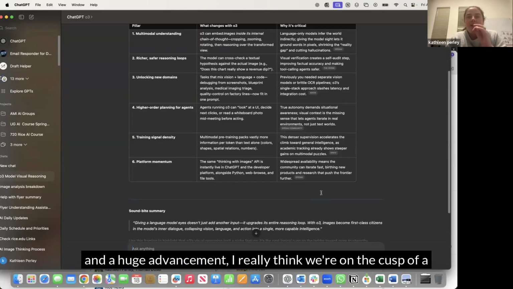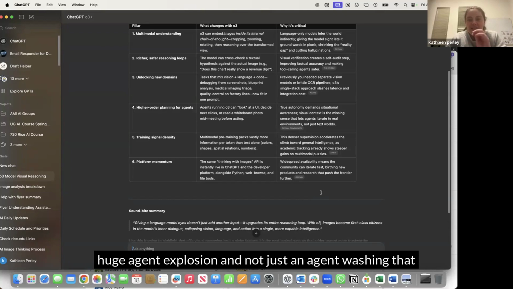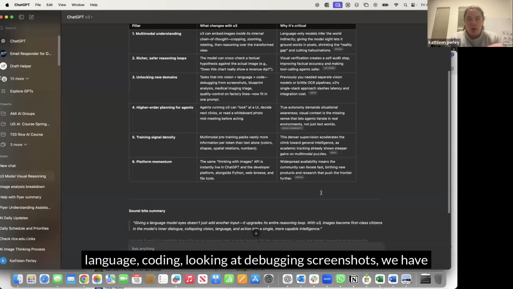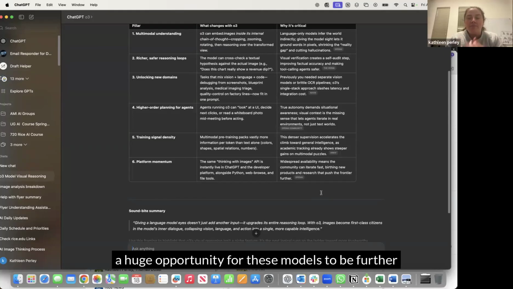When we think about why this is also such a big world and a huge advancement, I really think we're on the cusp of a huge agent explosion, and not just an agent washing that companies are trying to do to get the next round of funding. But if we have models that are capable of mixing vision, language, coding, looking at debugging, screenshots, we have a huge opportunity for these models to be further autonomous because they have that situational awareness with imagery.